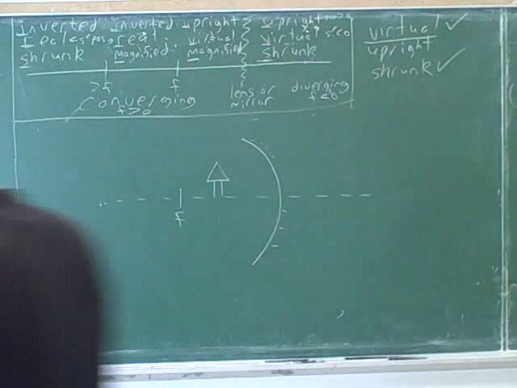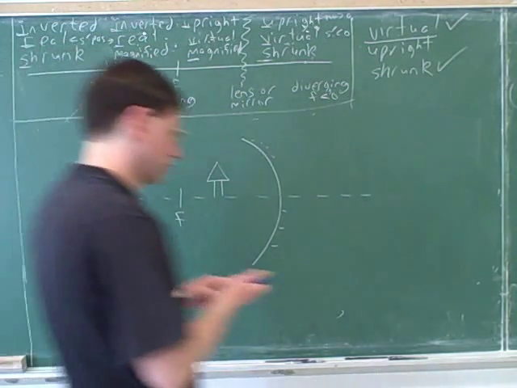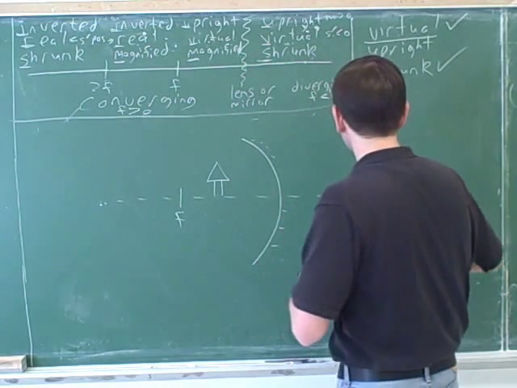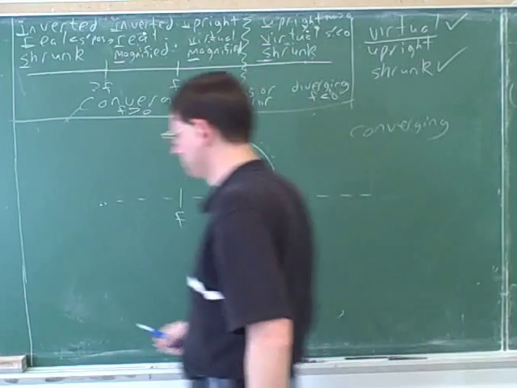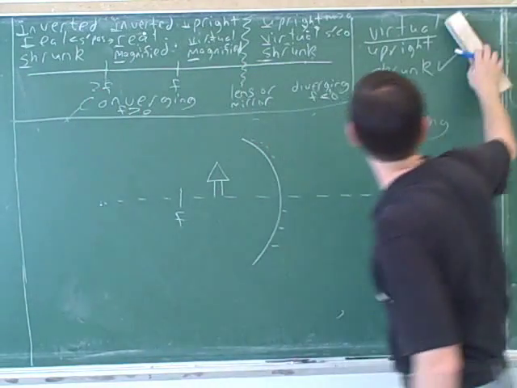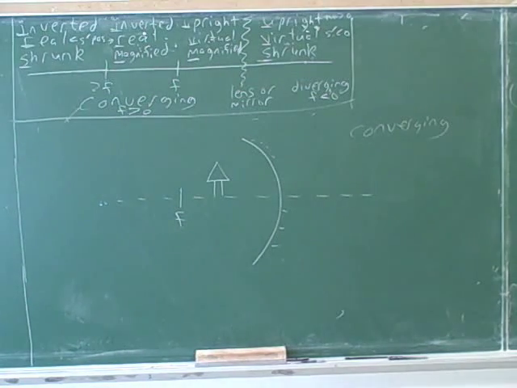This is a converging mirror. That's right. Concave mirrors are converging. We just have that memorized. So in the table, we say it's upright, virtual, and magnified.